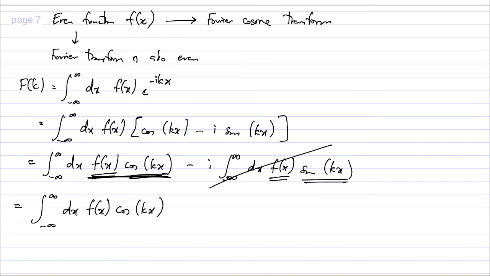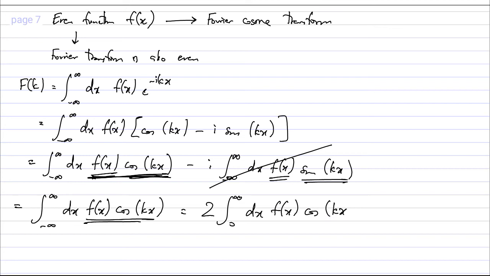Okay, I can simplify this further because the integrand is even. I can just write this as twice the integral from 0 to infinity. Okay, so that's the Fourier transform.